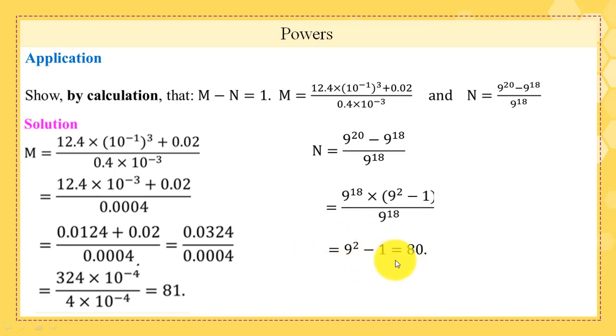Up till now we get m equals 81 and n equals 80. Hence m minus n equals 81 minus 80 equals 1.